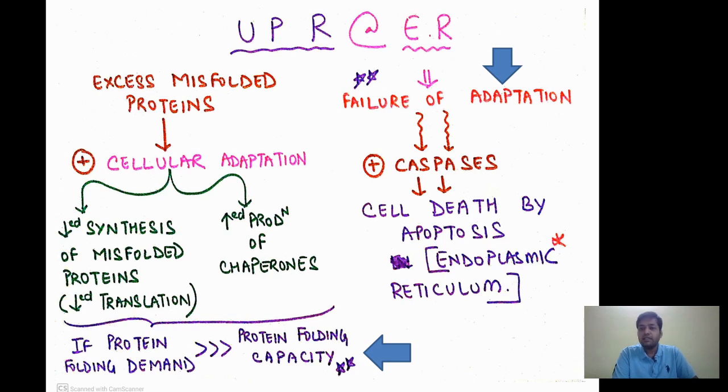So there was a failure of adaptation. Once there was a failure of adaptation, there is a release of caspases from the endoplasmic reticulum into the cytoplasm, and that, as you all know, will trigger cell death by apoptosis. You just have to know one thing, that this response is occurring at the level of the endoplasmic reticulum.